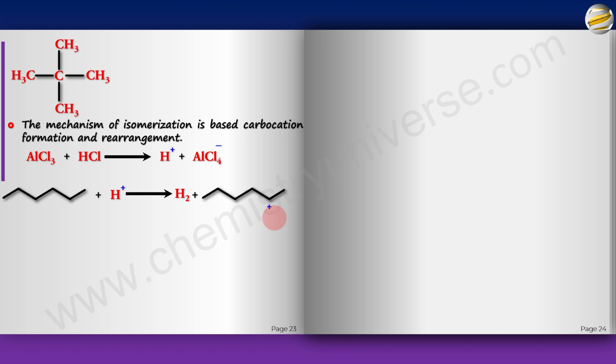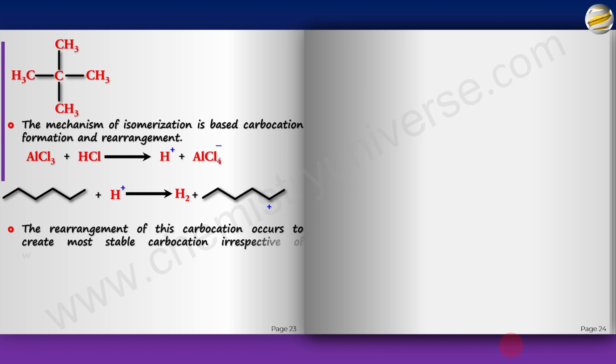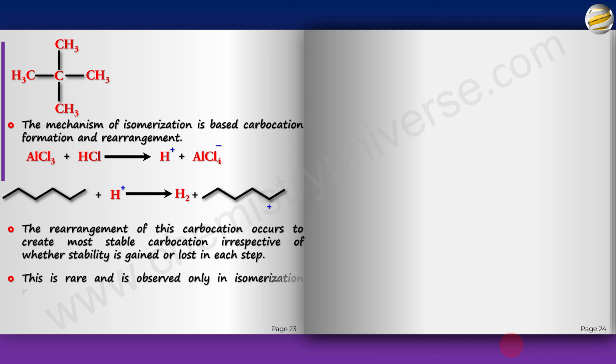But now everything weird happens. The rearrangement of this carbocation occurs to create a more stable carbocation, irrespective of whether stability is gained or lost in each step. It's never the case. This is rare and is observed only in isomerization reactions. So now let's look at what happens. Secondary. Now generally you would not expect it to rearrange.